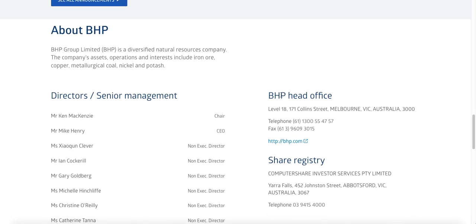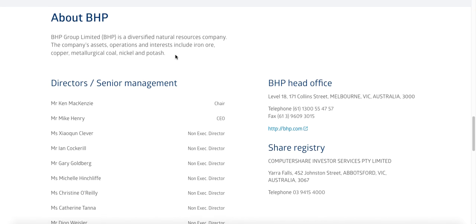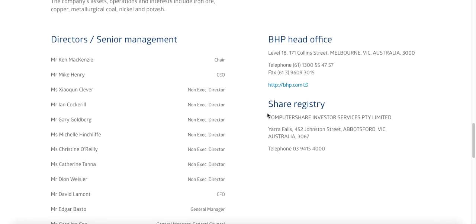Coming down a little bit further, we've got the head office, contact information, directors, senior management, and a little bit about BHP, very little bit, of course. And then the share registry, which corresponds with BHP.